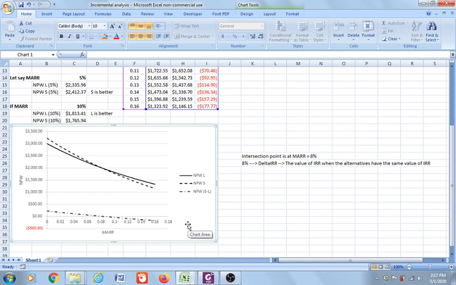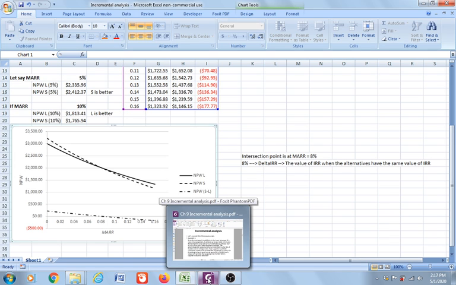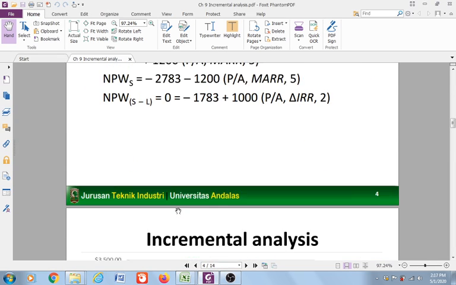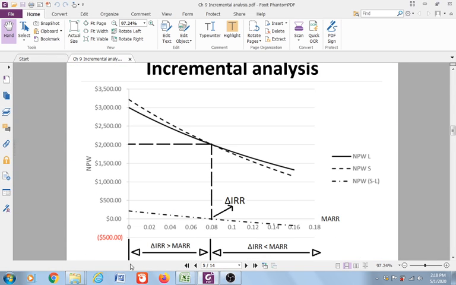I copy this chart into my PowerPoint presentation. This is the same chart. From 0 to 8%, the delta IRR is bigger than MARR. When it is bigger than 8%, we will have delta IRR less than MARR. So in conclusion, when the delta IRR is bigger than MARR, we will choose alternative S. But when delta IRR is less than MARR, we will choose alternative L.